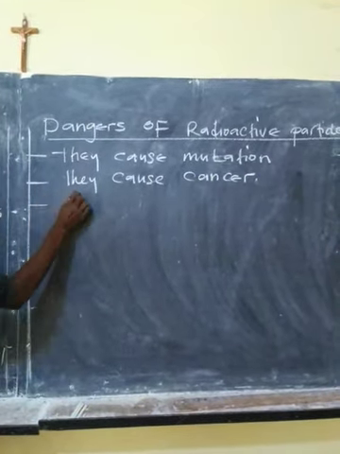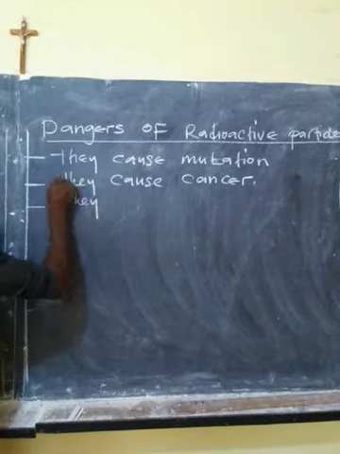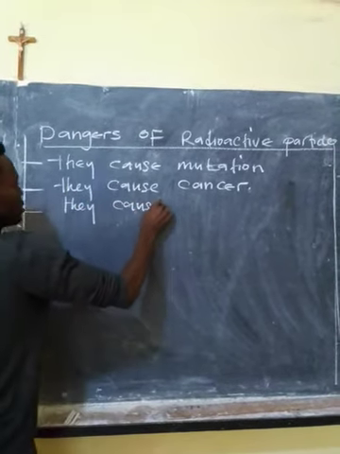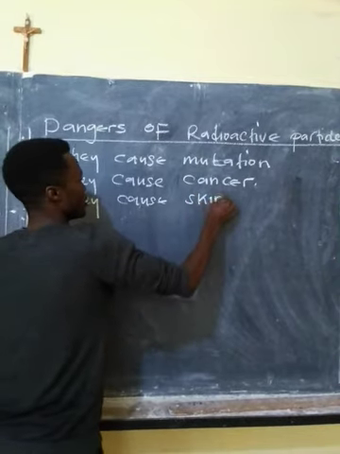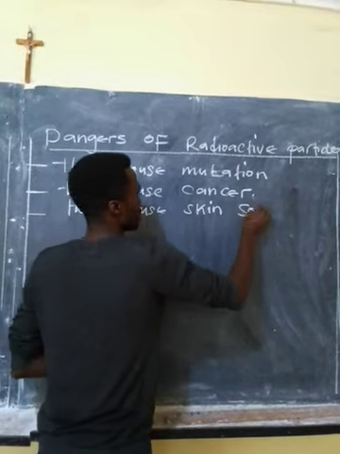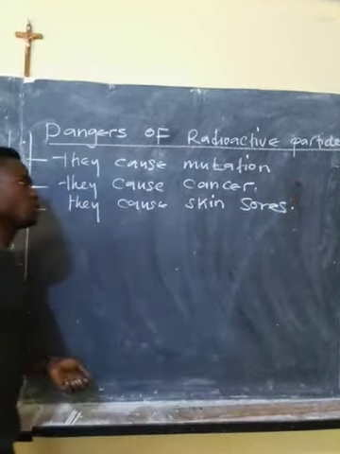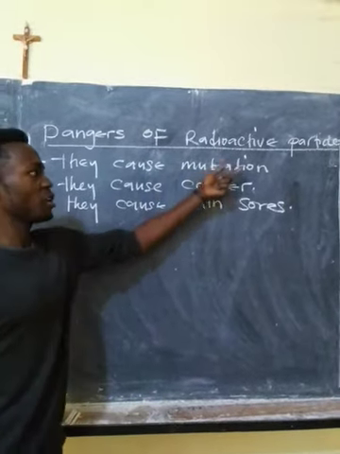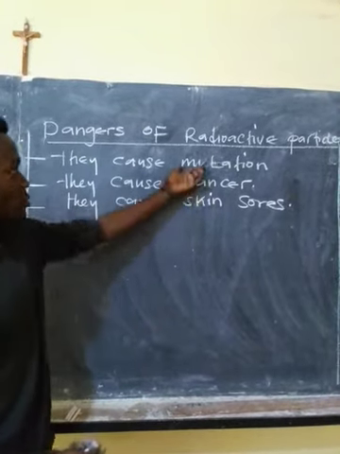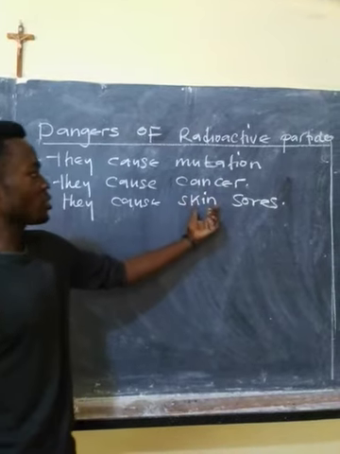Then three, they cause skin sores. So these are some of the dangers of radioactive particles. They can cause mutation, they can cause cancer, they can cause skin sores.